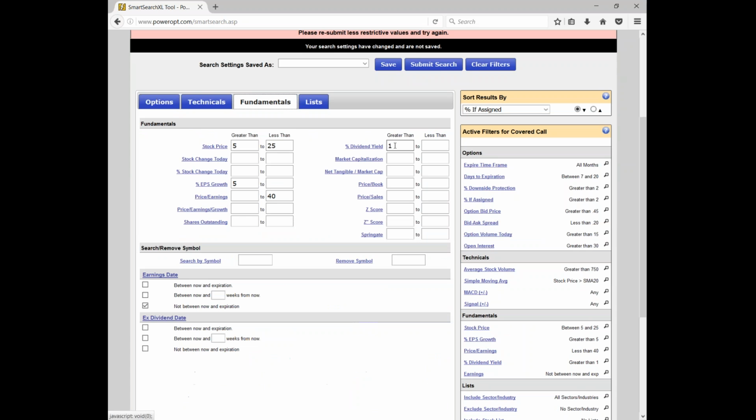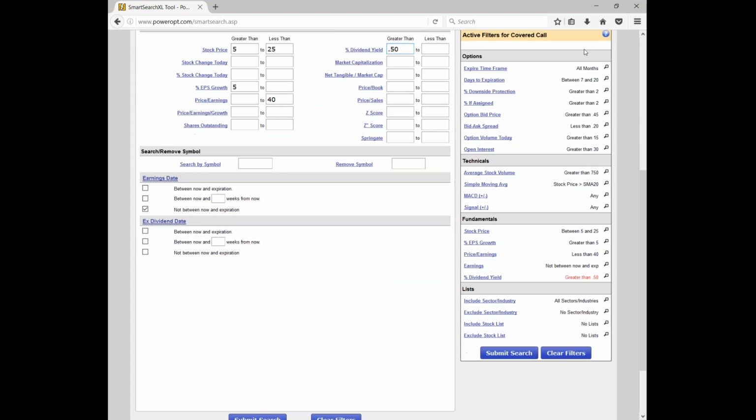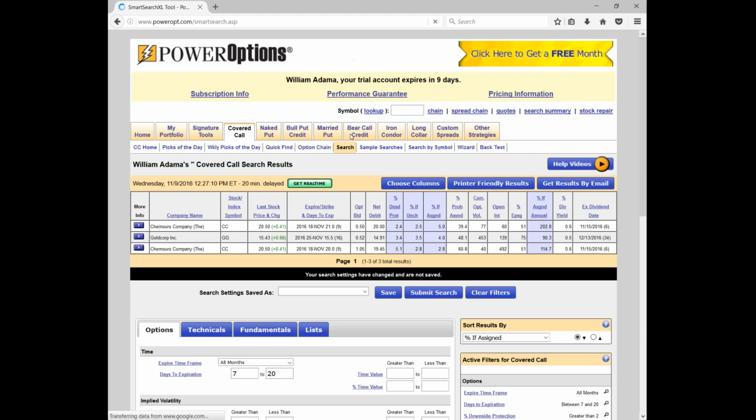Well, let's go back to fundamentals and shrink this down. Let's look for 0.5, to see if any of those positions offer a 0.5% yield with our other criteria that we entered. Let's go ahead and submit that. All right, so there's our 3 that we saw, the Chemours Company, Gold Corp as well. And there are 2 calls for Chemours. The stock's currently at 20.50.